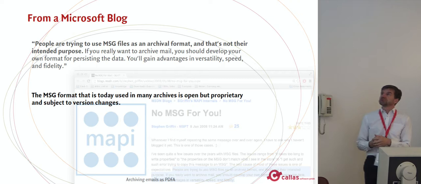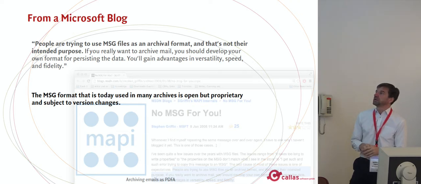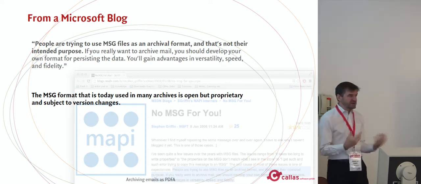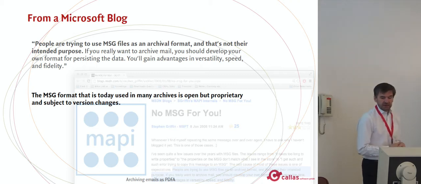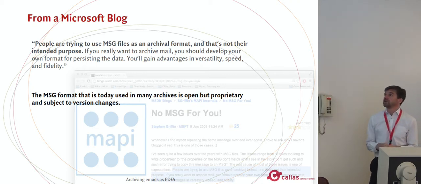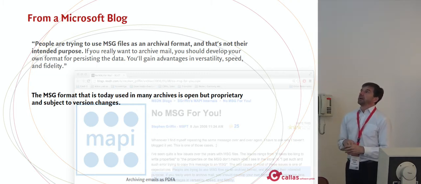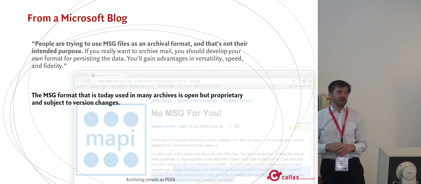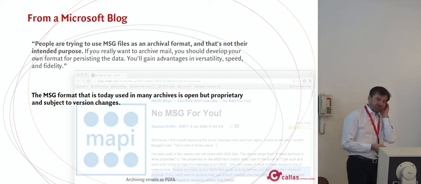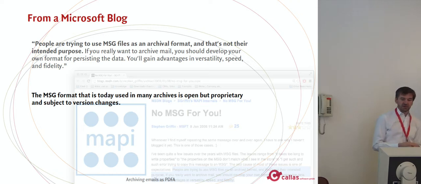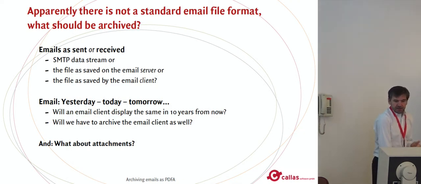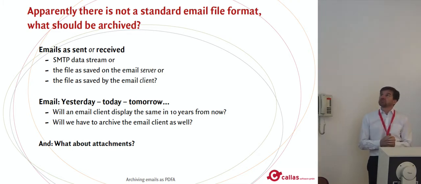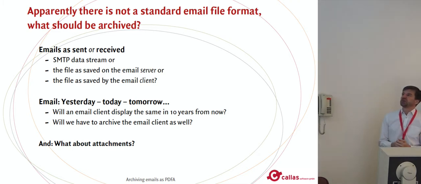So, conclusion: the MSG format that is today used in many archives is open, meaning Microsoft has specified the format, so you can read about it. But it's proprietary, defined by Microsoft, and subject to version changes, and it's nothing that you can rely on for the future, that you will still be able to use it. Okay? So, a kind of conclusion from this introduction into the email format.